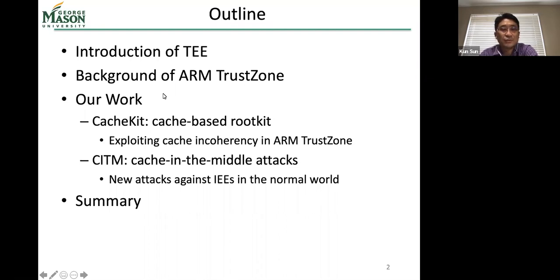So I will talk about two of our works. One is called CacheKit. This is actually a rootkit which hides in the cache, so it can escape the virus detection from the ARM TrustZone secure world. And we will also talk about another one, CATT, the cache in the middle attack. This is about an attack against the isolated execution environment in the normal world. And then the summary.